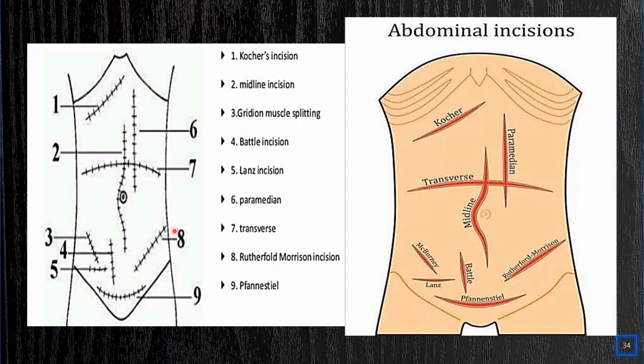It is a modification of the McBurney's incision. Then you have the 7th one is a transverse incision, and this one is paramedian incision. This is a paramedian incision, 2.5 cm lateral to the midline. Pararectal is more lateral, paramedian is 2.5 cm lateral to the midline. So these are the different types of incision.